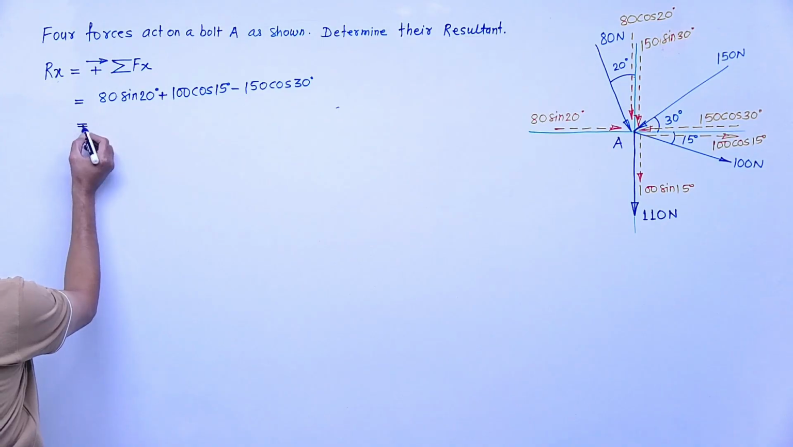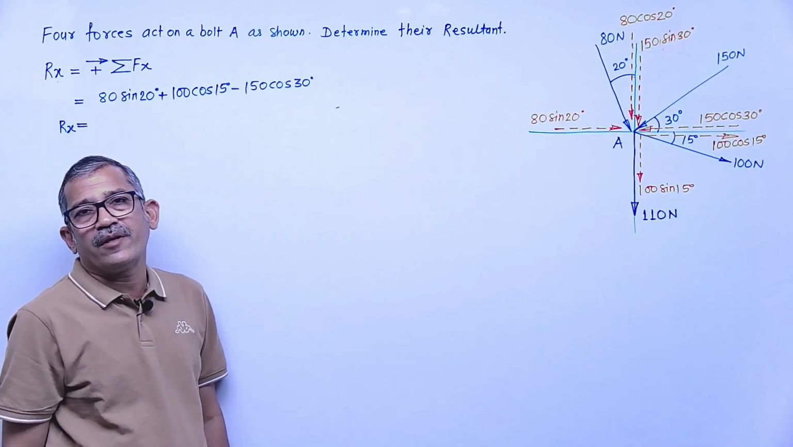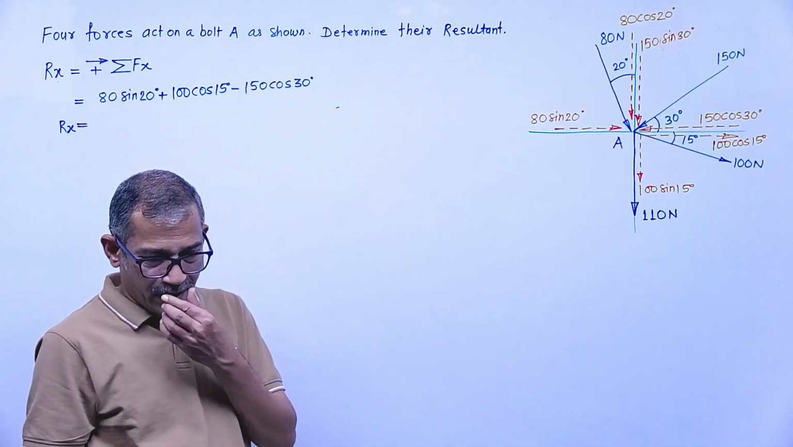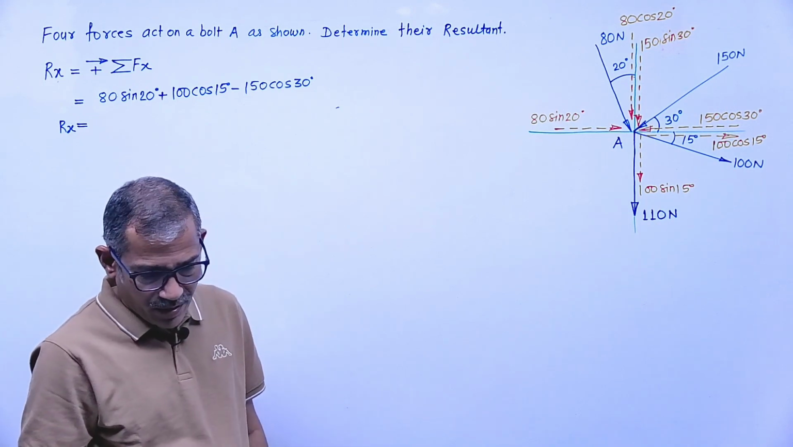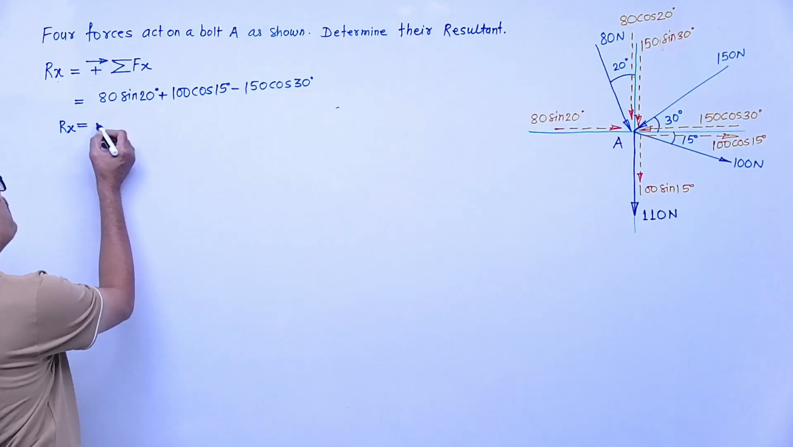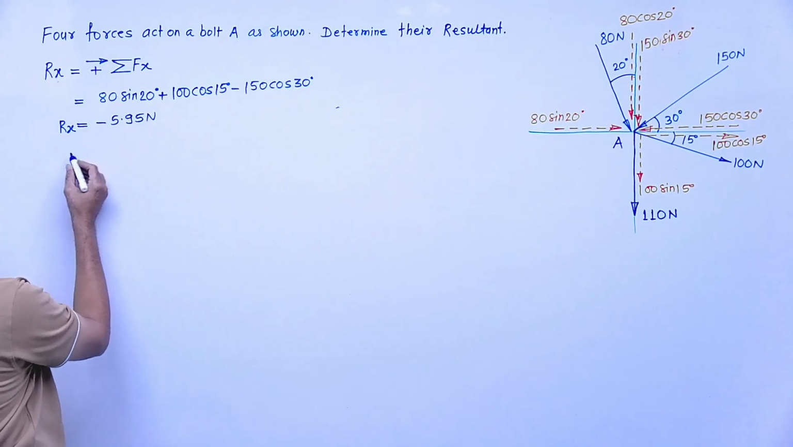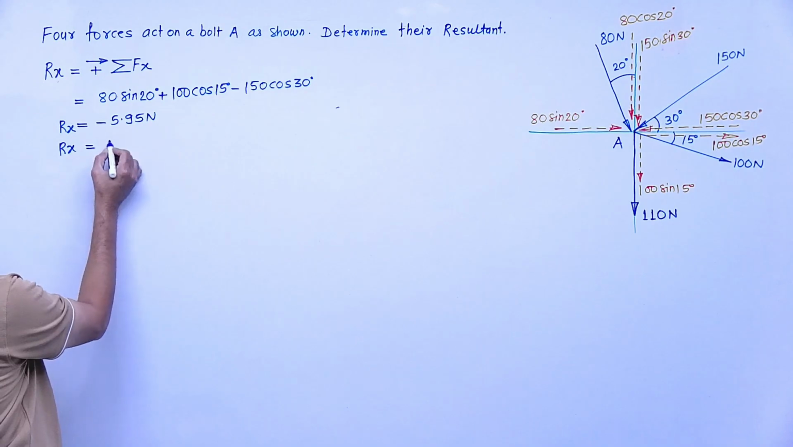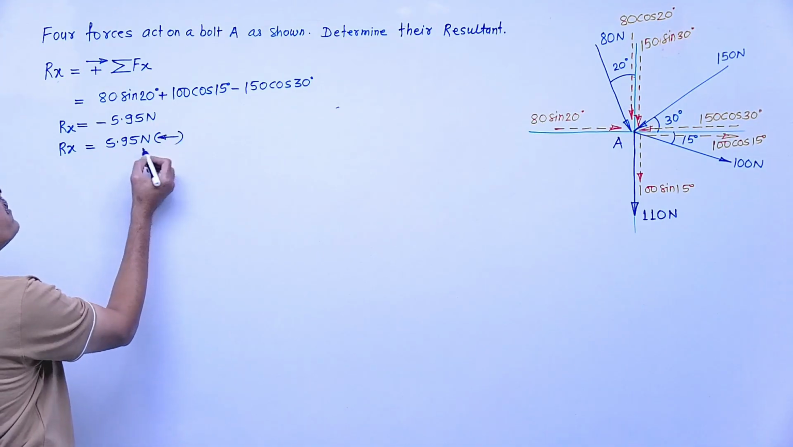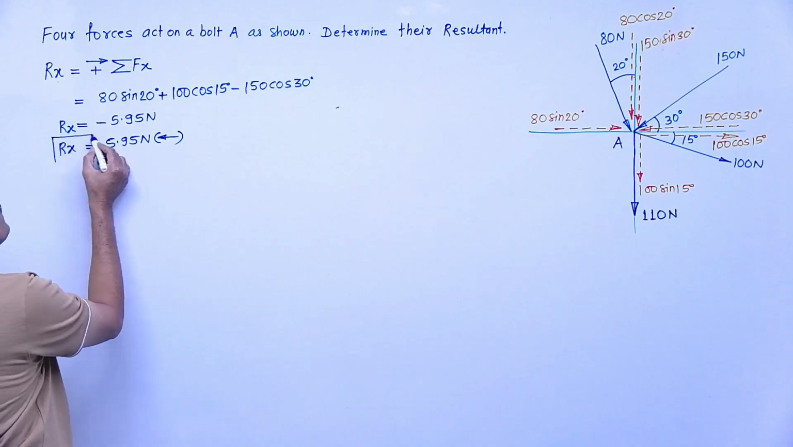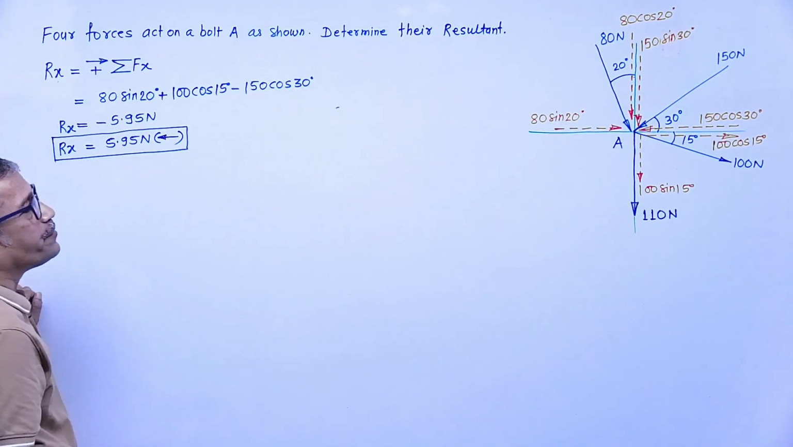Let us calculate the value of Rx. If the answer is positive, Rx is rightward; if negative, then leftward. How much Rx are we getting? It should come out negative: 5.95 with a minus sign. So Rx is 5.95 Newton, and the negative sign means leftward. Everyone should get the same answer.